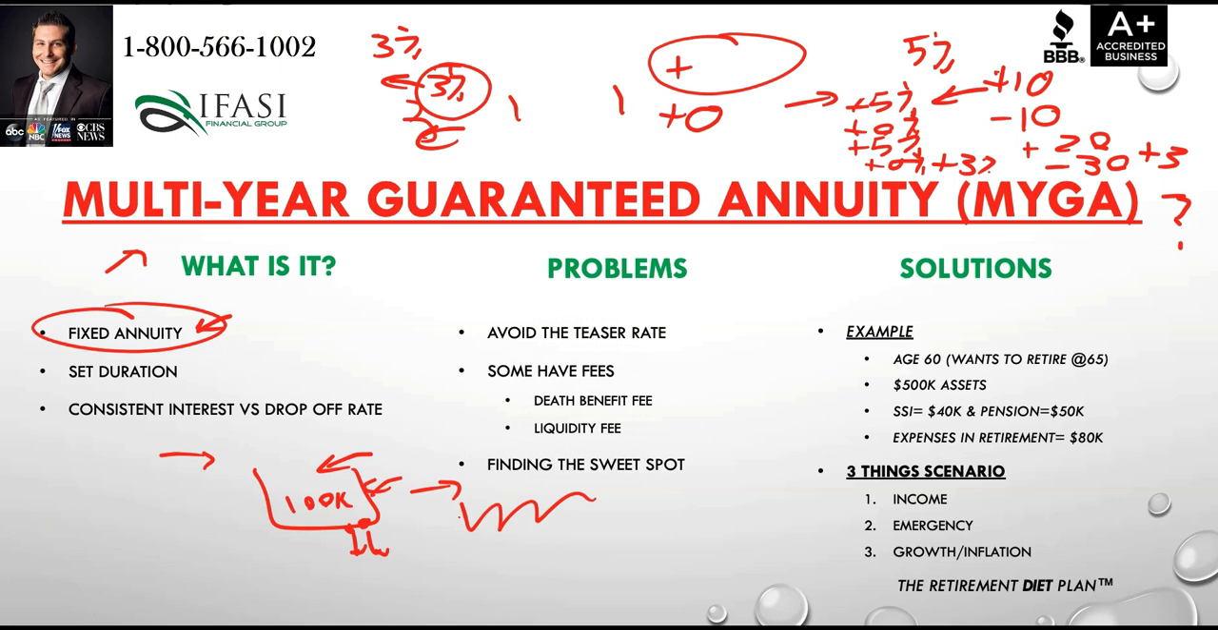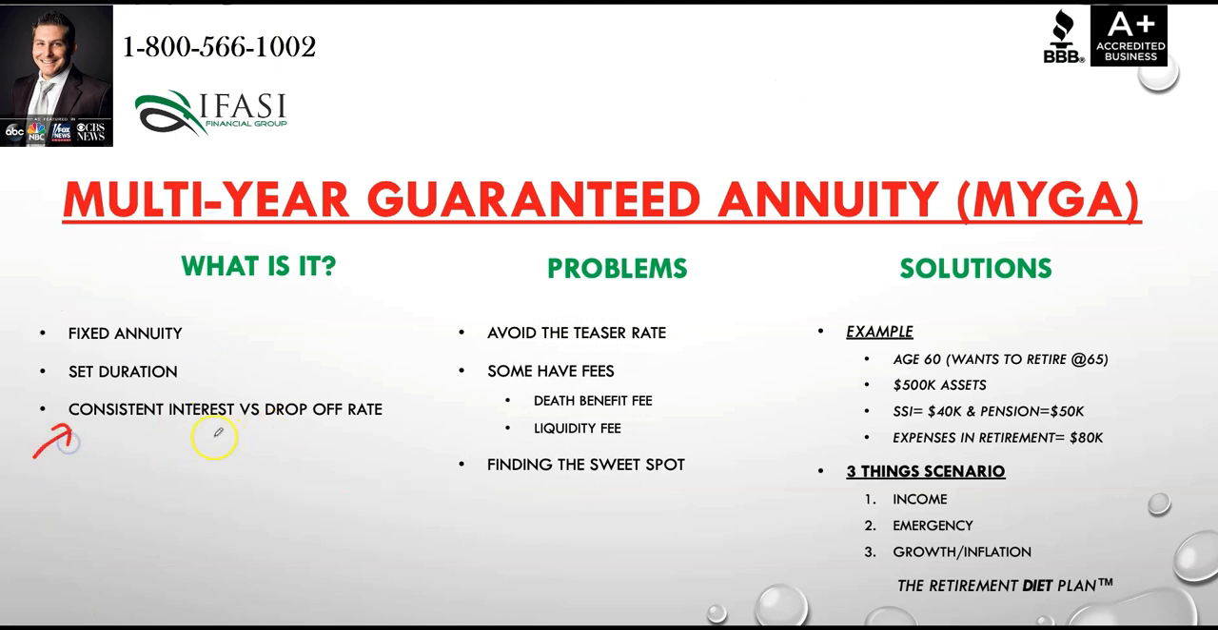So that's the real reasoning why somebody would leverage a MYGA as opposed to some of the other options available. One of the other things I mentioned is consistent interest versus drop-off rate. What do I mean by that? Well, it's very important to understand this concept because you might have some accounts that will give you a 4% fixed rate of return with a MYGA, and then the fine print says that they're going to reduce this rate down by 1% every year going forward.